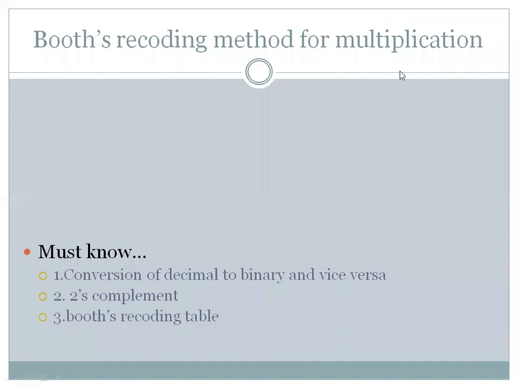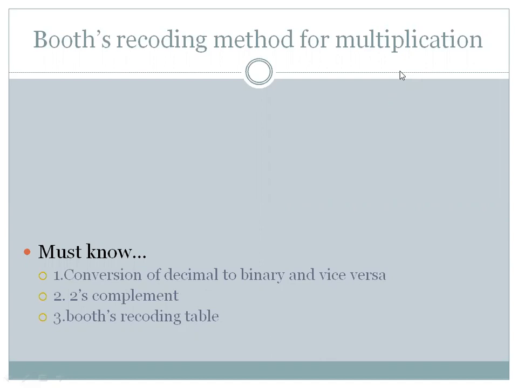Dear students, in this video we are going to discuss the Booth recoding method for multiplication. This algorithm is specifically designed to solve the multiplication of signed numbers. What is meant by signed numbers? If the number has a sign, it is said to be a signed number.